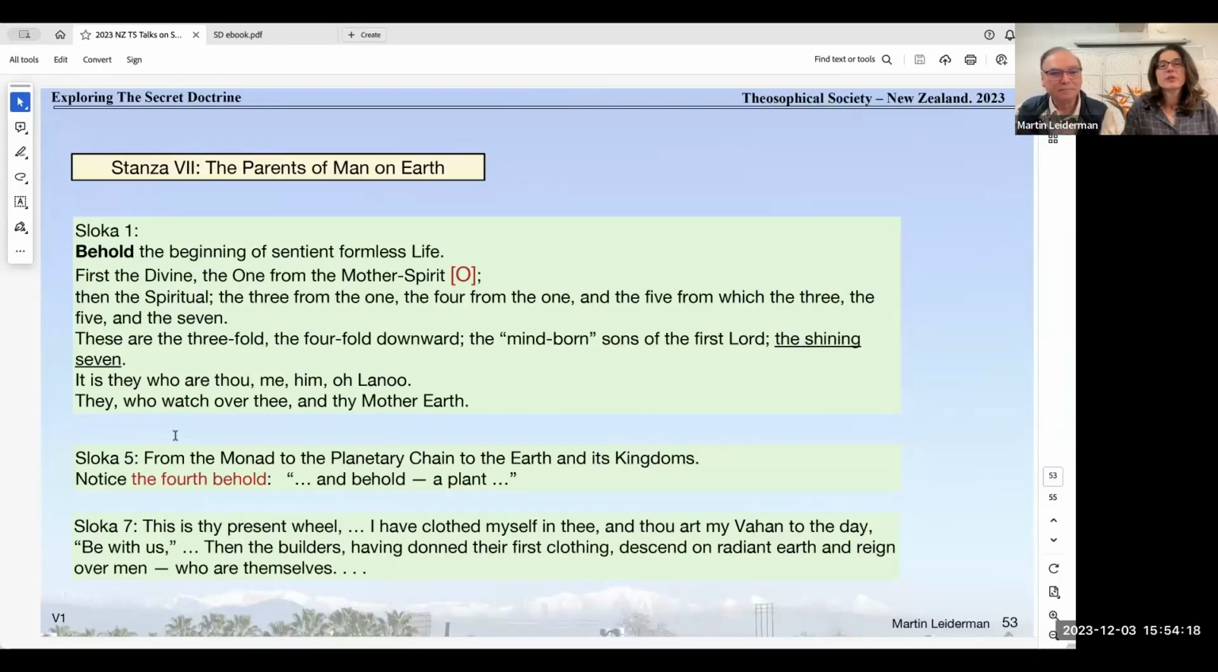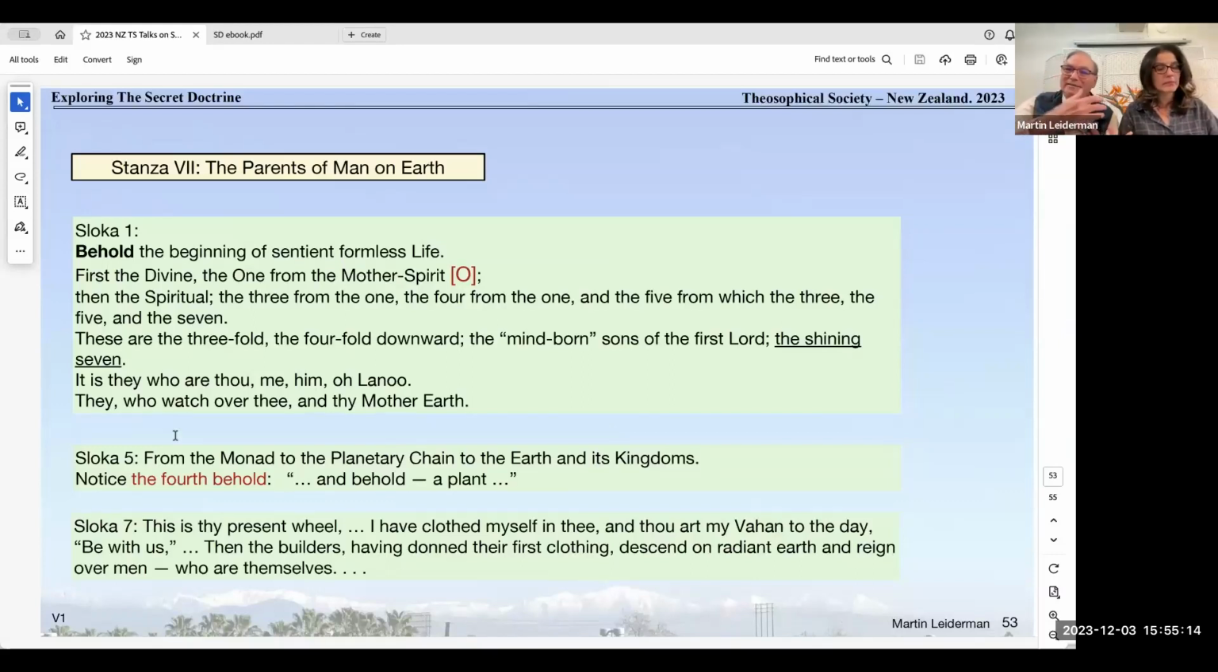"These are the 3-fold, the 4-fold downward, the mind-born sons of the first Lord, the shining 7. It is they who are thou, me, him, O Lanu, they who watch over thee and thy mother earth." Here you have the complete cosmogenesis in this sloka number 1. Just a revelation of the complete manifestation from the very, very beginning, which is the beginning of sentient, formless life, because life was at rest, right? The one life, eternal, now it's manifested or manifesting, all the way into sloka 5, where from the monad to the planetary chain, to the earth, to its kingdom is described.